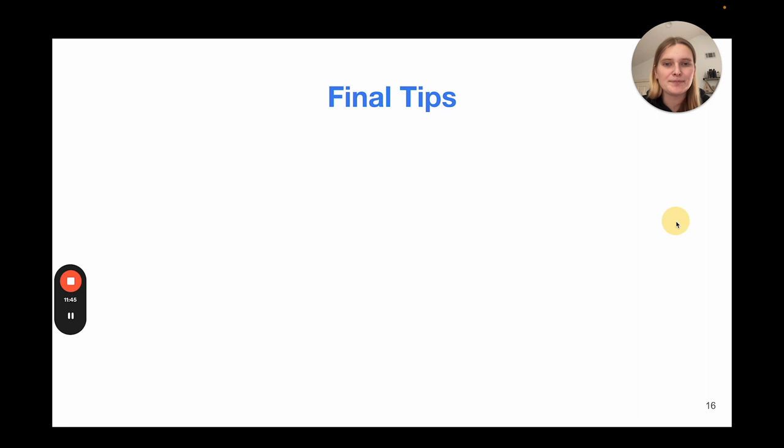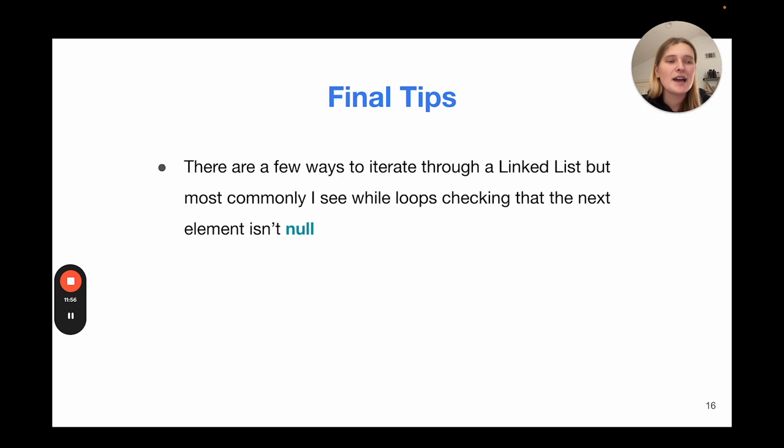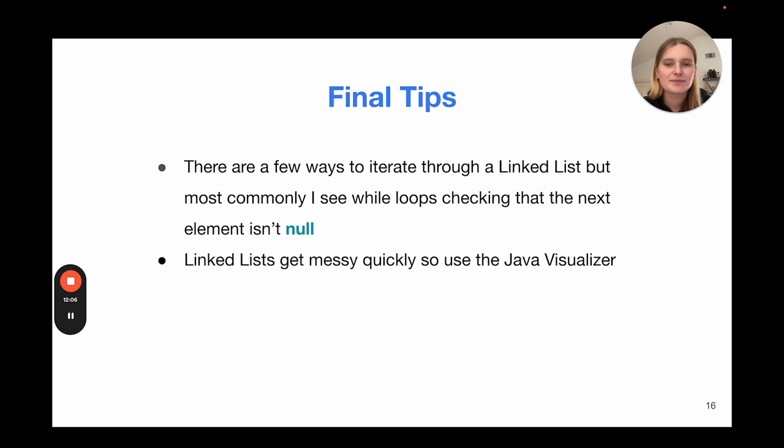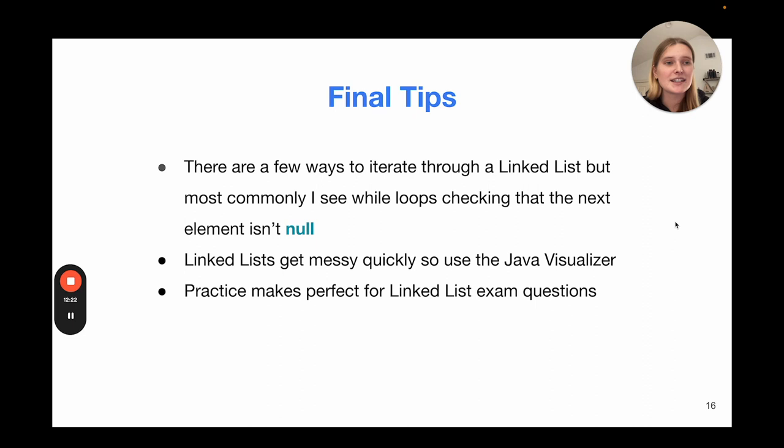And so now lastly, I just want to talk about some final tips for linked lists. There's a few ways to iterate through linked lists. I most commonly see people do a while loop. This is just the traditional one, checking that the next element isn't null and then just keeping going through the linked list. I also want to say linked lists get pretty messy pretty quickly. So I would recommend using the Java Visualizer on IntelliJ for any coding related problems that you do with linked lists.